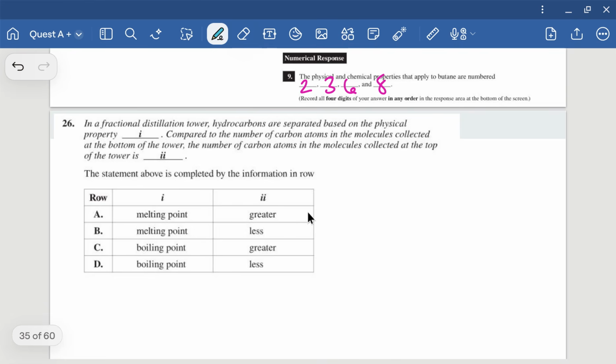So this is definitely a question that I had to go back and reread just because of the wording. It says here, compared to the number of carbons collected at the bottom, the number of carbons collected at the top would have a lower boiling point. So for me, this one was just a reading question. That's why I got it wrong. But the answer is D.